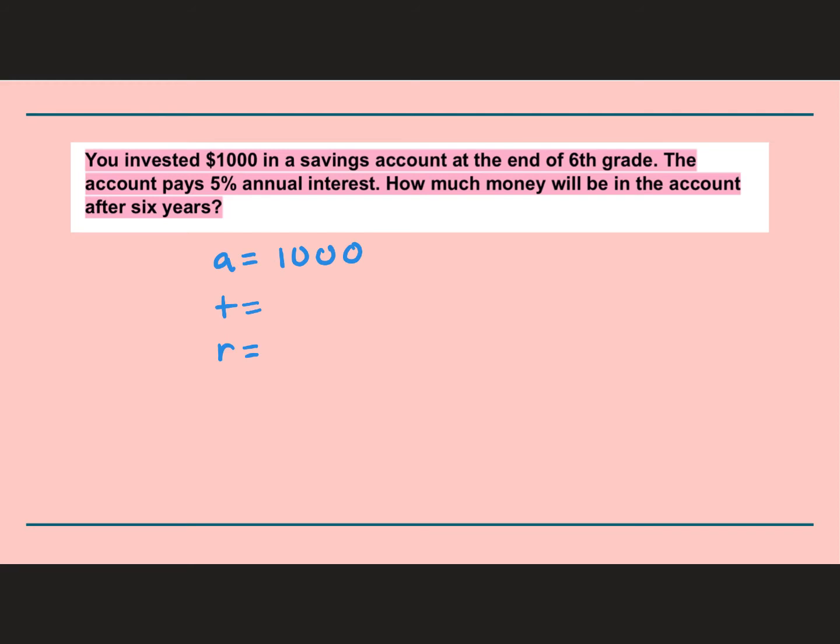What's our time? How many years? 6 years. So T is equal to 6. And then what's our rate? 5%, but we want the decimal version of 5. 0.05.